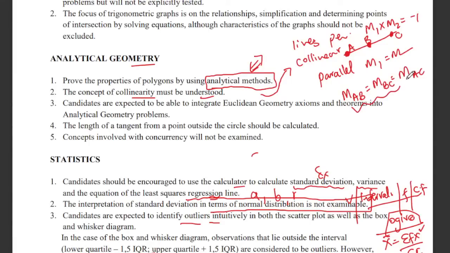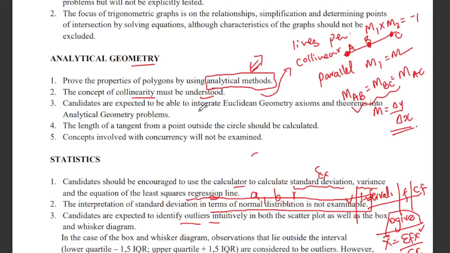We use any two. Questions can be asked whereby maybe there is a missing coordinate, and then we just have to use the same thing. So remember also the formula for determining the gradient is the change in y over the change in x, okay, not the other way around.